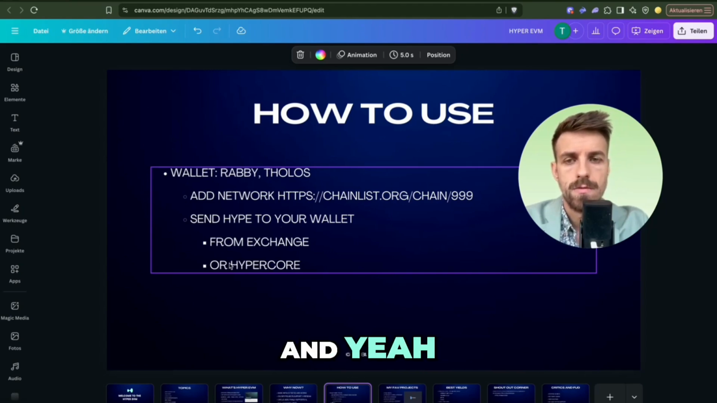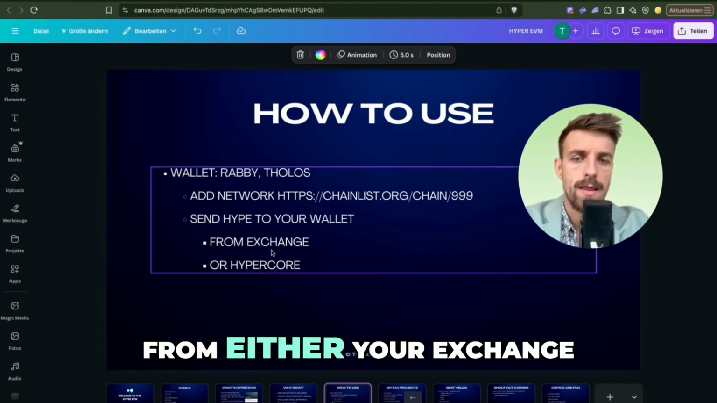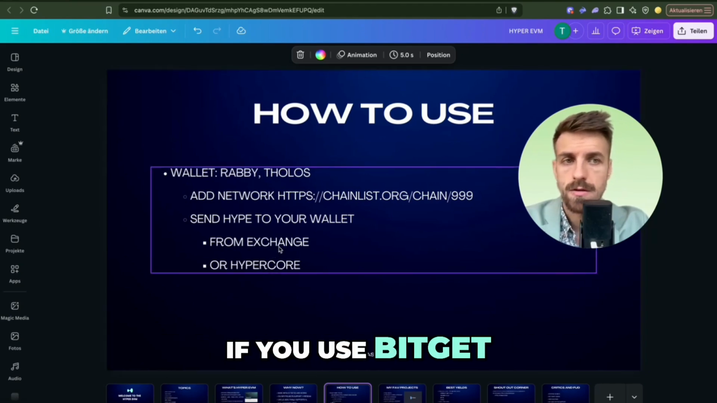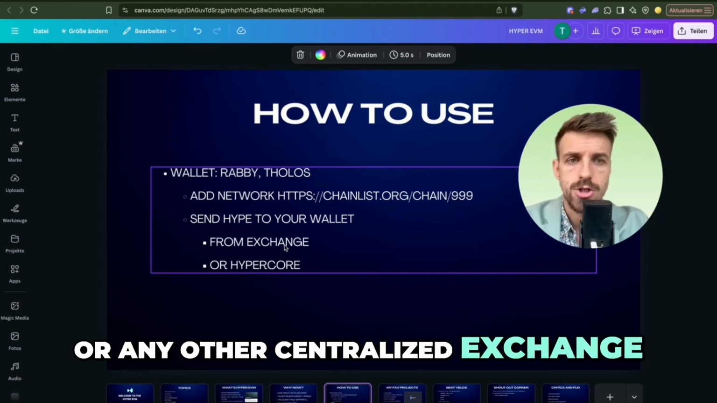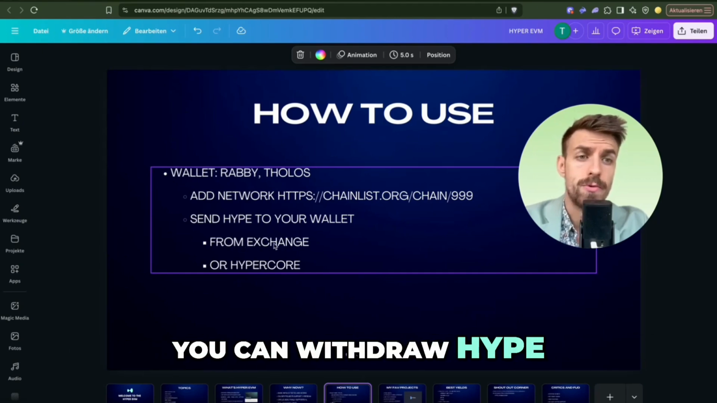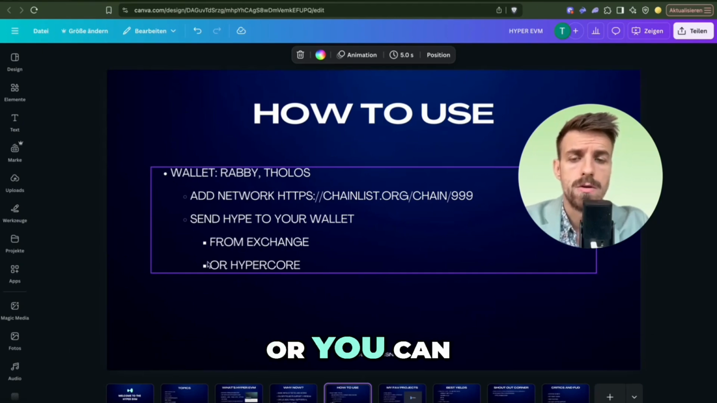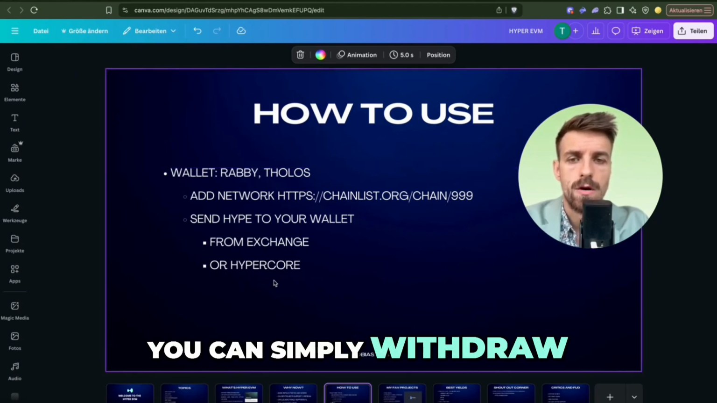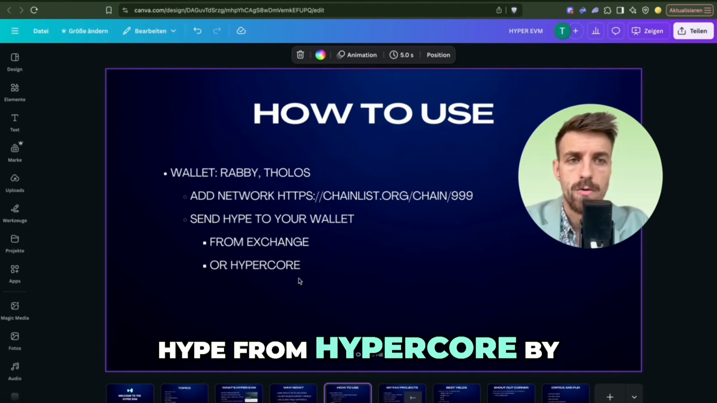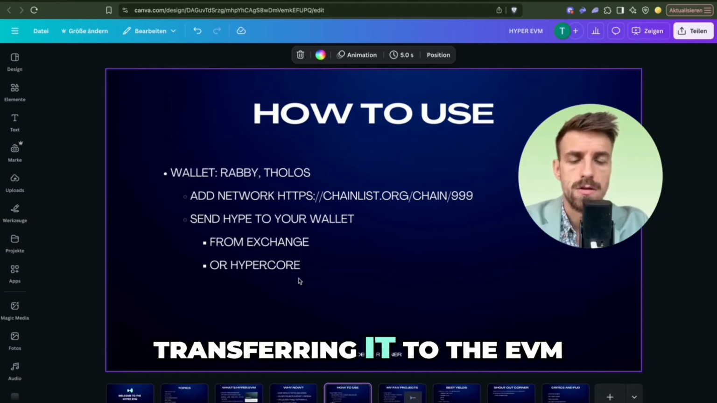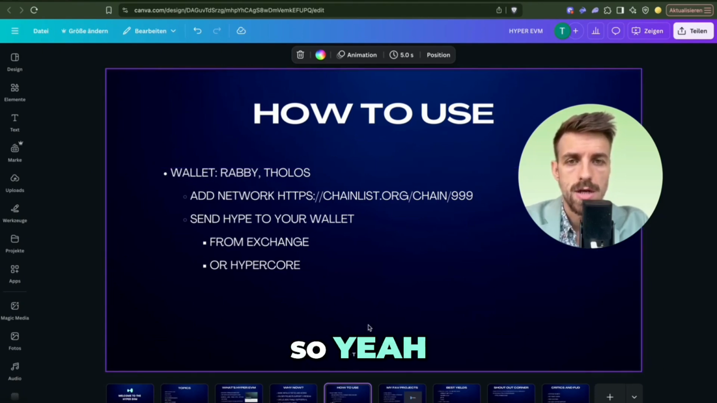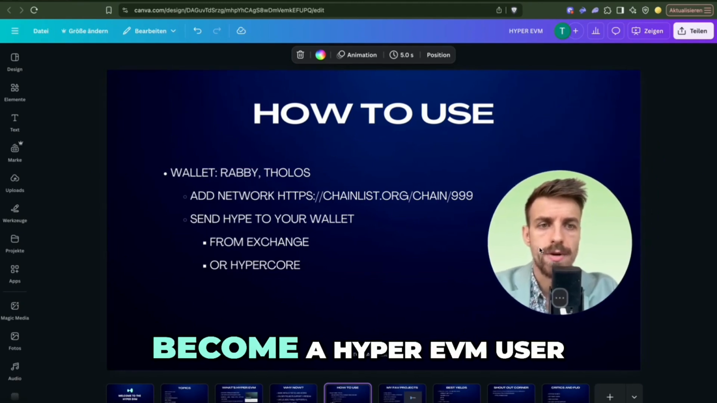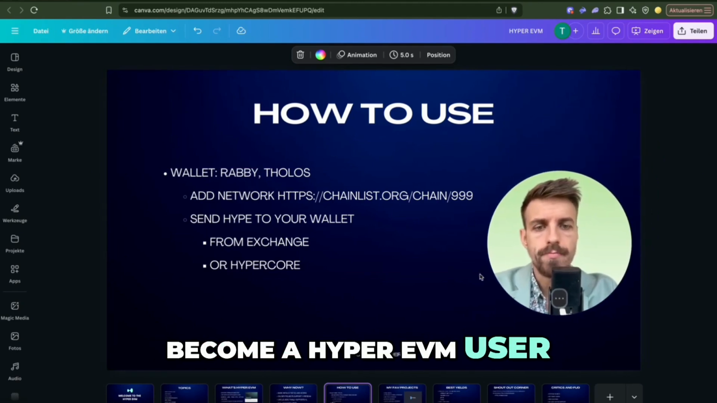And you can send hype from either your exchange. If you use Bitcoin or any other centralized exchange, you can withdraw hype to HyperEVM, or you can, which is what I do, you can simply withdraw hype from Hypercore by transferring it to the EVM. So that's basically how you become a HyperEVM user.